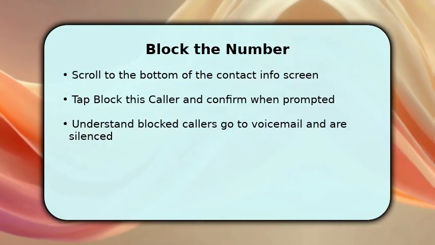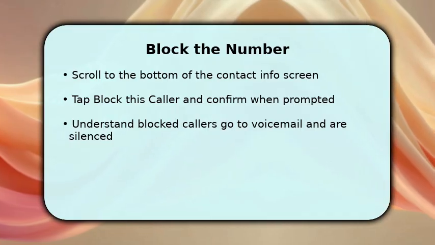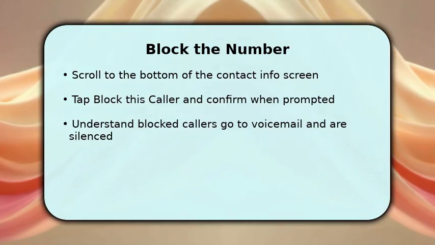If the number reappears or shows from a different line, repeat the process for that exact entry. This step ensures the system-wide block takes effect immediately.